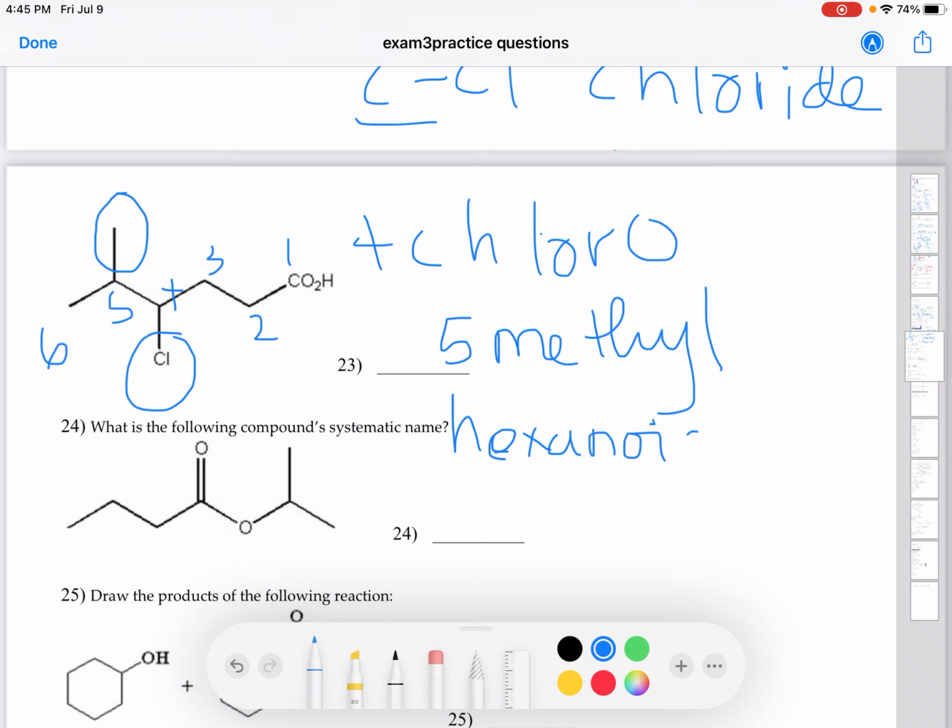Hexanoic acid. Okay. And then number 24. How would you name number 24?